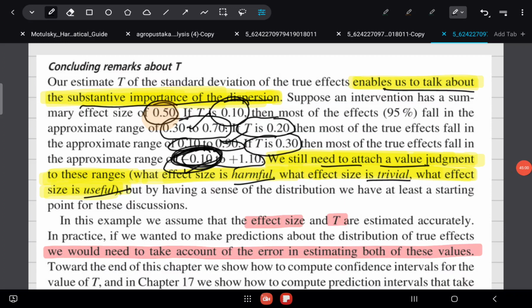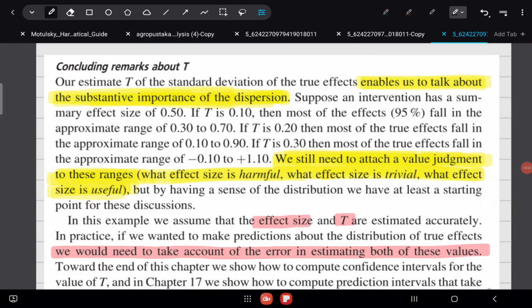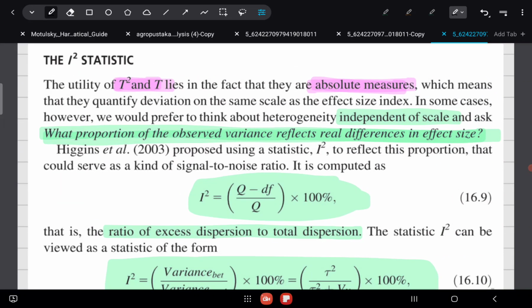So that's all for the T statistic. In the next discussion I'll talk about the last statistic, that is the I square statistic, and then we'll have some discussion on computing the 95% CIs of these statistics.